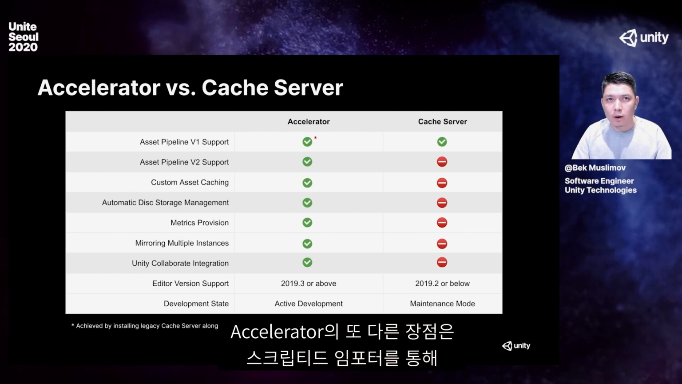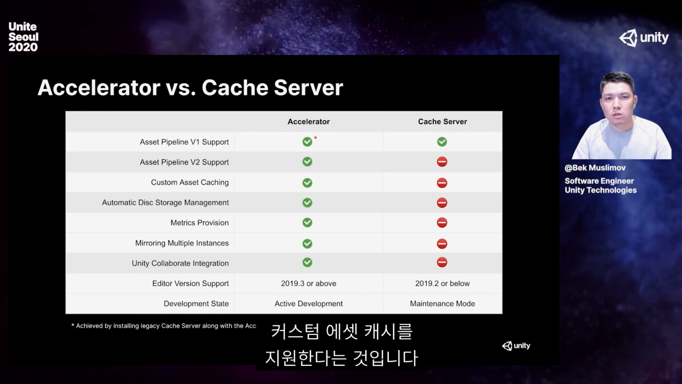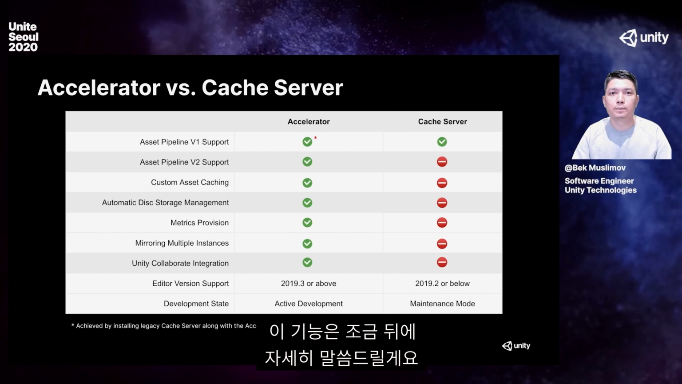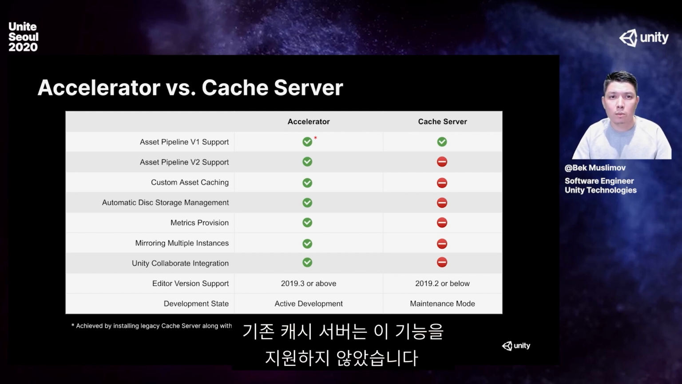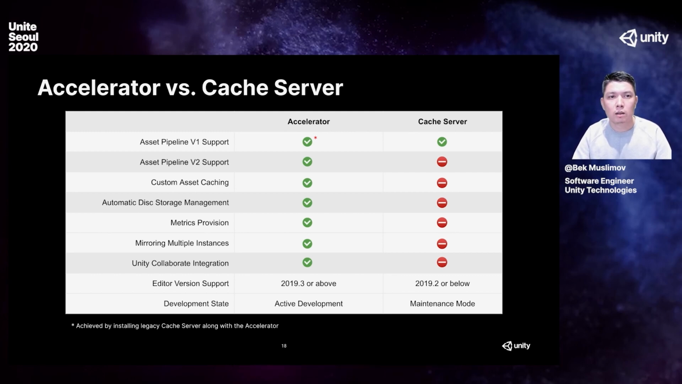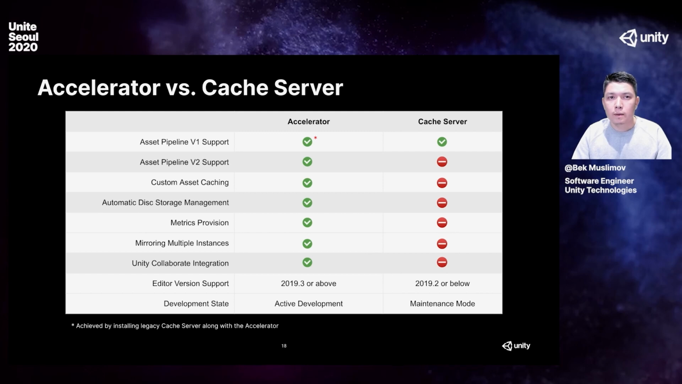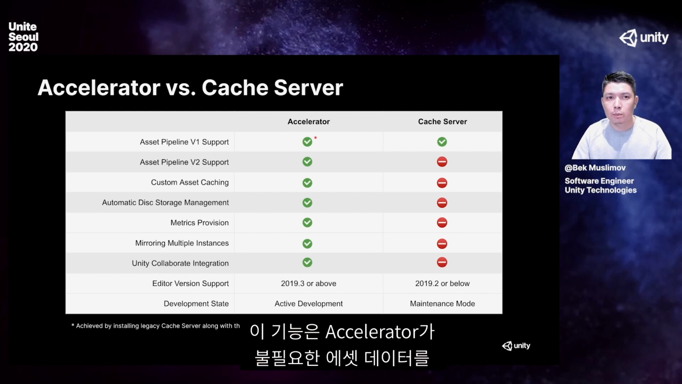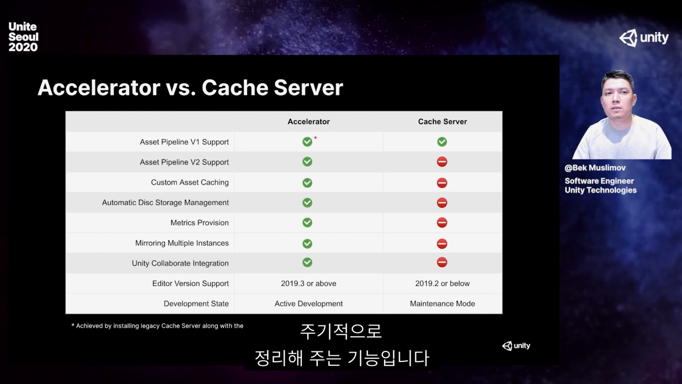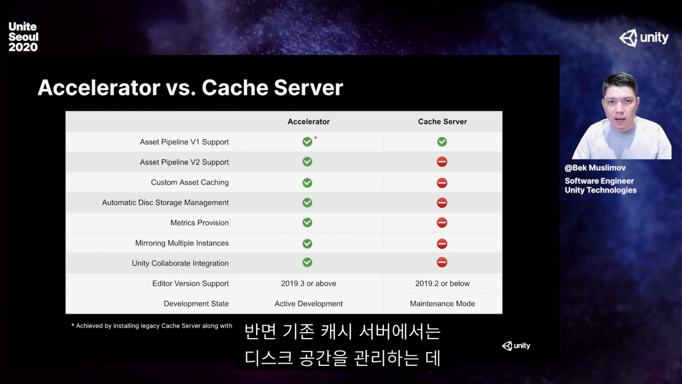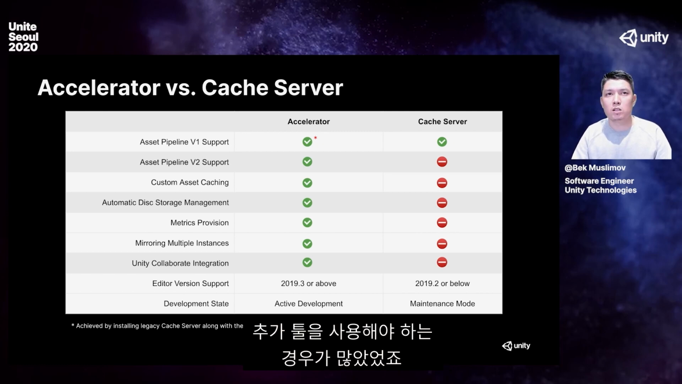The next great thing about the Accelerator is that it supports caching custom assets via scripted importers. I'll talk about this feature in detail in later slides. The original cache server didn't support this feature out of the box. The next feature is automatic disk storage management. This means that the Accelerator will periodically clean up unneeded assets data. With the original cache server, however, you often had to use additional tooling to manage disk space.